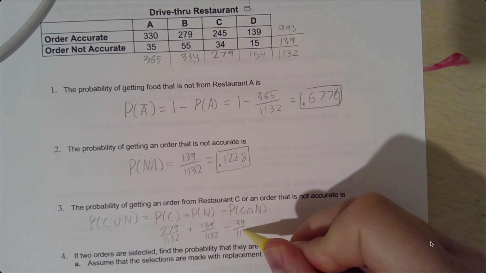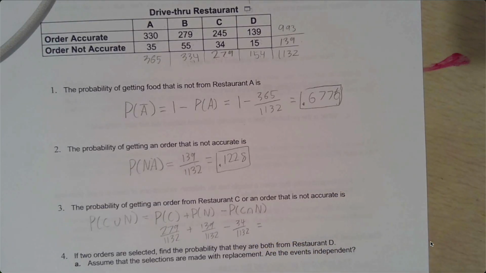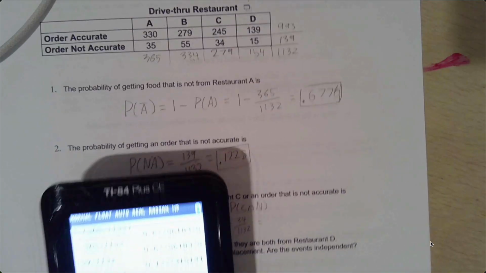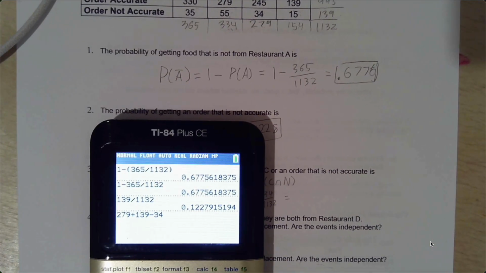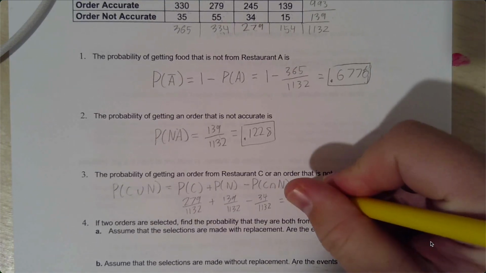Still over the 1132. Now what's convenient, and what's going to become like a cheat for us later on, is the fact that since they're all over the same denominator, because they're all probabilities over the same total number of outcomes, you can actually add and subtract just your numerators together, right? Because your denominator already is common.